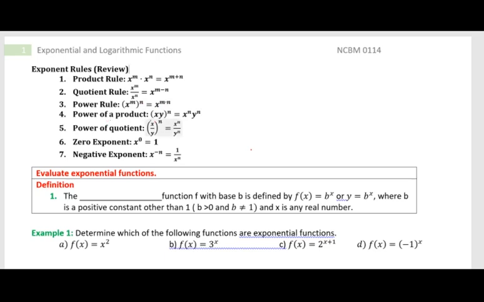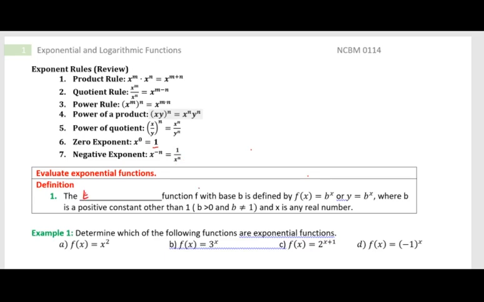And then the power of a product rule, x times y raised to the n power, is going to be equal to x to the n times y to the n. And the power of a quotient, x divided by y to the power of n, will be x to the n power divided by y to the n power. And then the zero exponent rule is anything to the zero power is always going to be equal to 1. And the negative exponent, x to the negative n, is the same as 1 divided by x to the n.